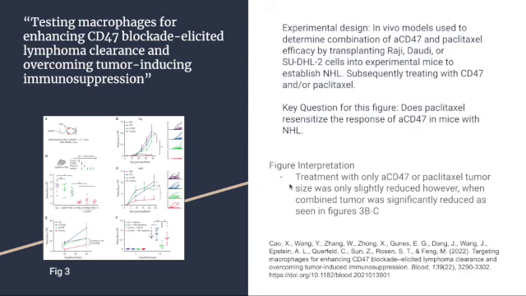In figure 3A, these are the locations where the transplanted cells were placed in the mice. And in figures 3B, C, and F, you can see that with treatment of only anti-CD47 or just paclitaxel, the tumor size was reduced only slightly. However, whenever they were combined, the tumor size was significantly reduced.